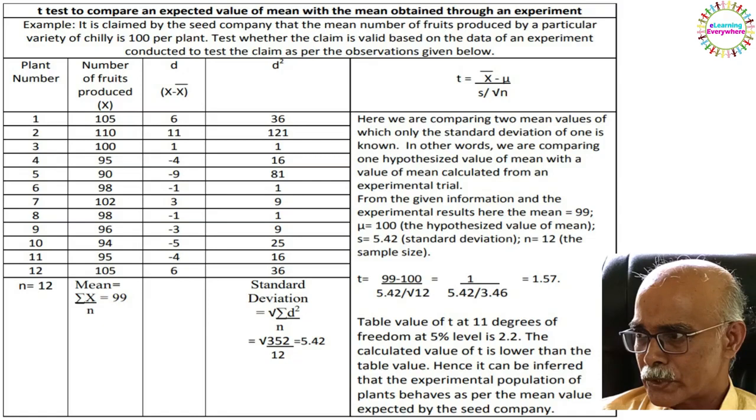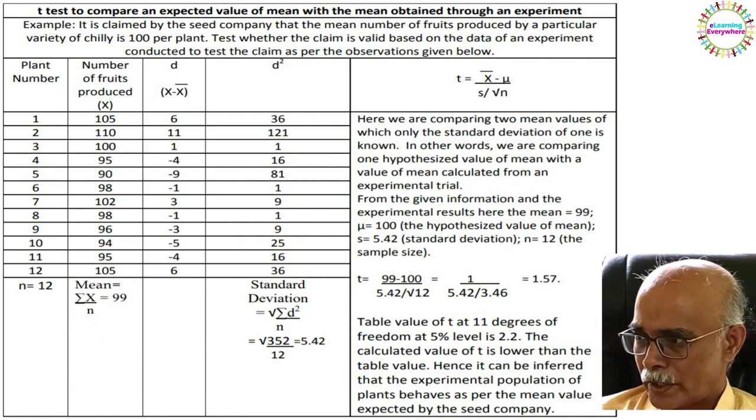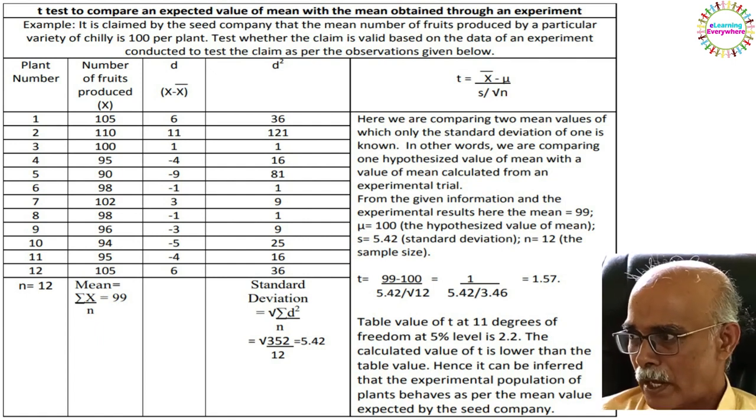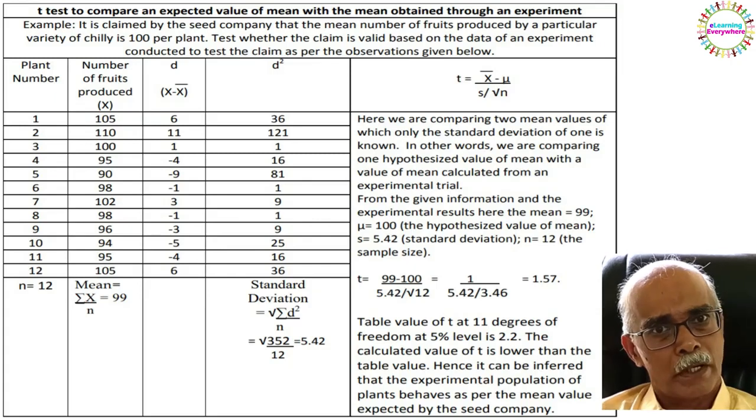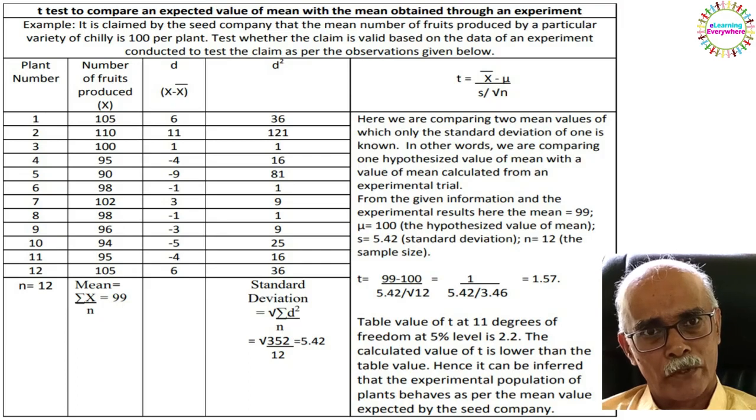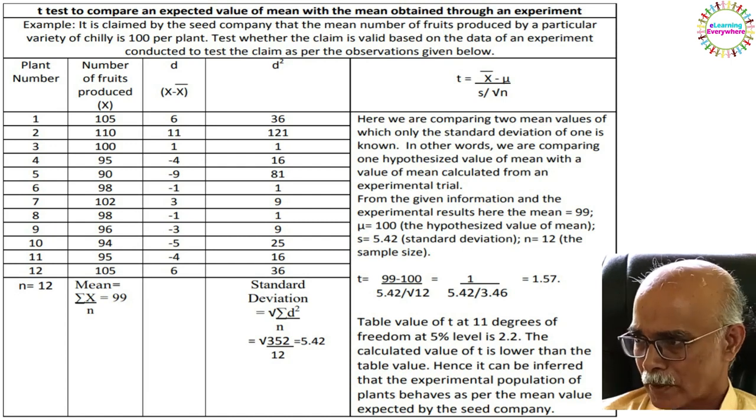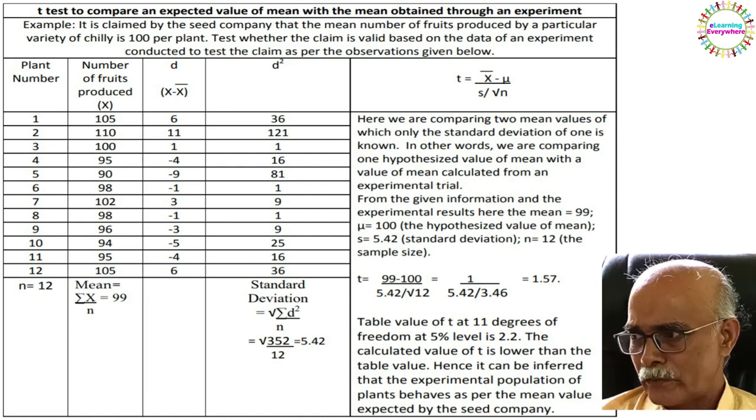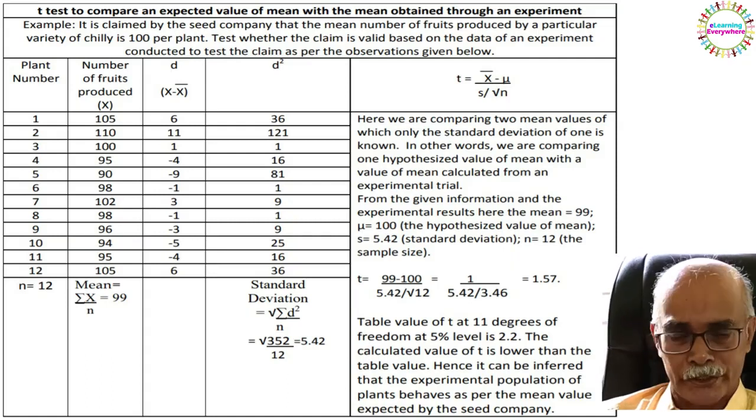So the first step is you have to find out the fruit number in each case from all the 12 plants, and you are getting 12 values. And the next step is to calculate its mean. Since it is a group of unorganized data, mean is equal to sigma x by n, and it is equal to 99. When you calculate it, you will get 99, and then you are calculating deviation.